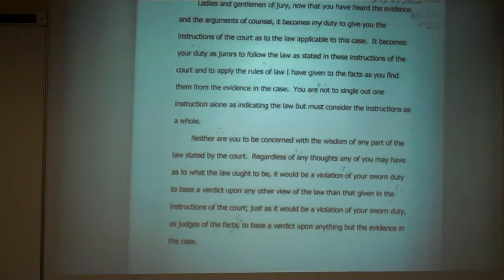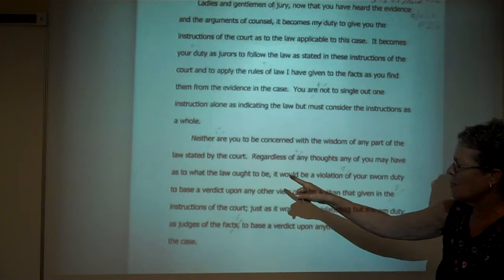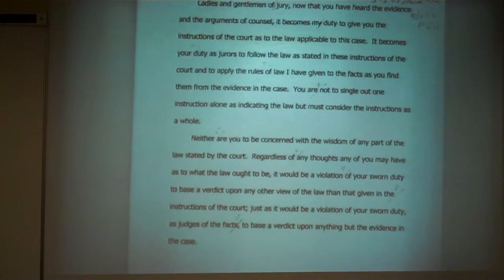Now, I know it's confusing when you capitalize court and when you don't. Neither are you to be concerned with the wisdom of any part of the law stated by the court. I would have capitalized it. Is "ladies and gentlemen" supposed to be capitalized? No, gentlemen is not capitalized, just like when you see ladies and gentlemen.